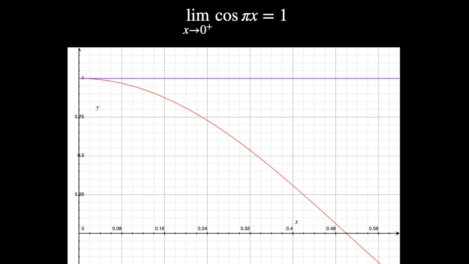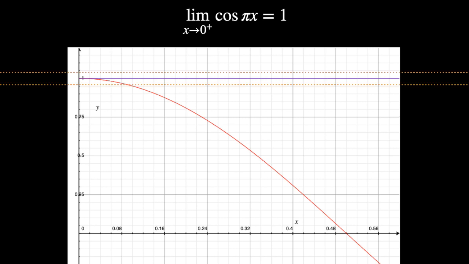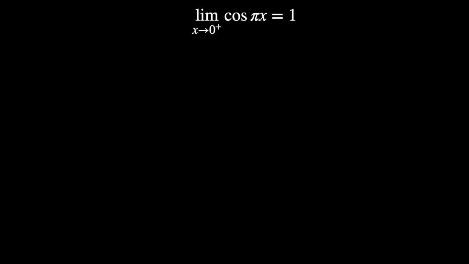close to 1. And we saw this by reasoning that for whatever narrow band we put around y equals 1, we could find some value x, so that if our actual value x was less than this value, y, cos pi x, was within our band of 1. And we looked at this formally as the limit as x goes to 0 from above of cos pi x equals 1, but let's generalize this.